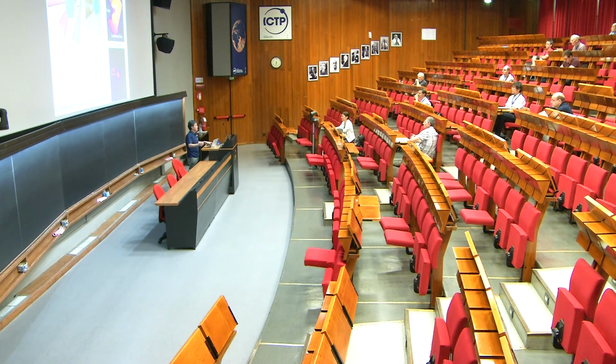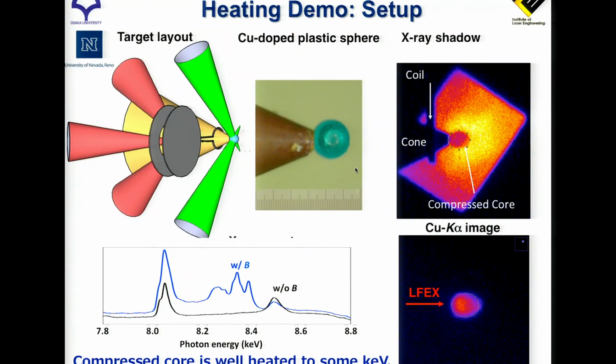Including discussion. Okay, so this is our latest experiment. We have just used a solid ball, and it is imploded by Gekko 12, the green line. And this is a fast ignition experiment. And this is a cone.